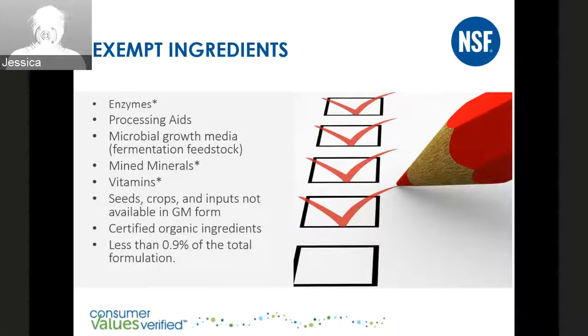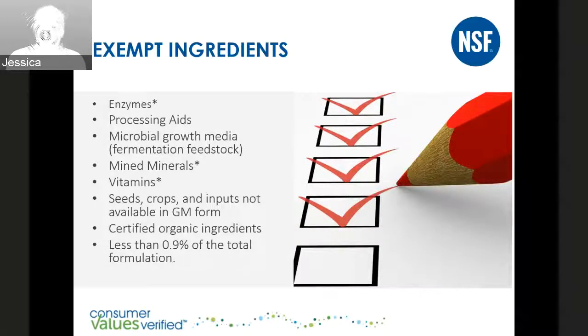All right, so exempt ingredients. This is everybody's favorite. So there are many instances where an input can qualify for an exemption or may qualify for an exemption. For example, enzymes in food and feed, but there is some additional qualification if it's a dietary supplement, which really is not going to apply for you all.